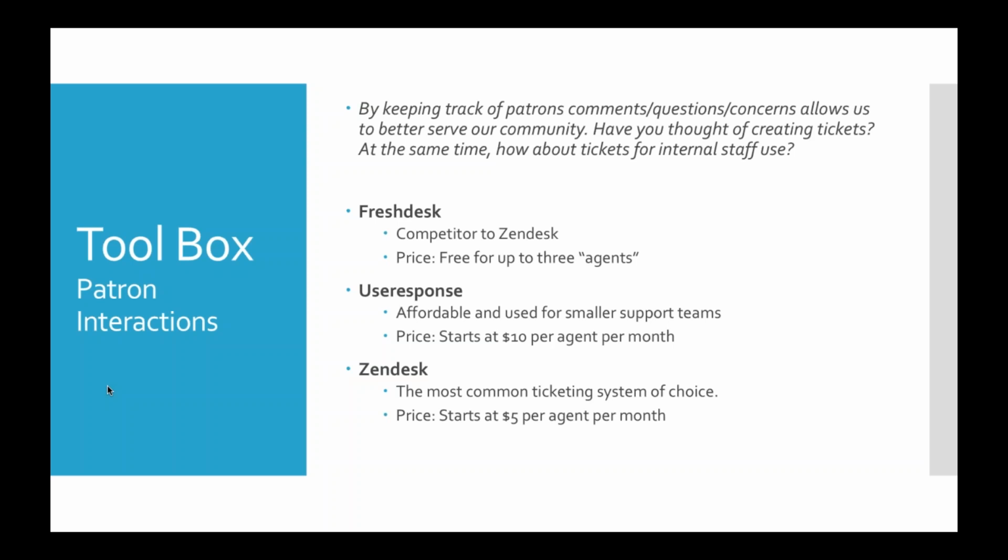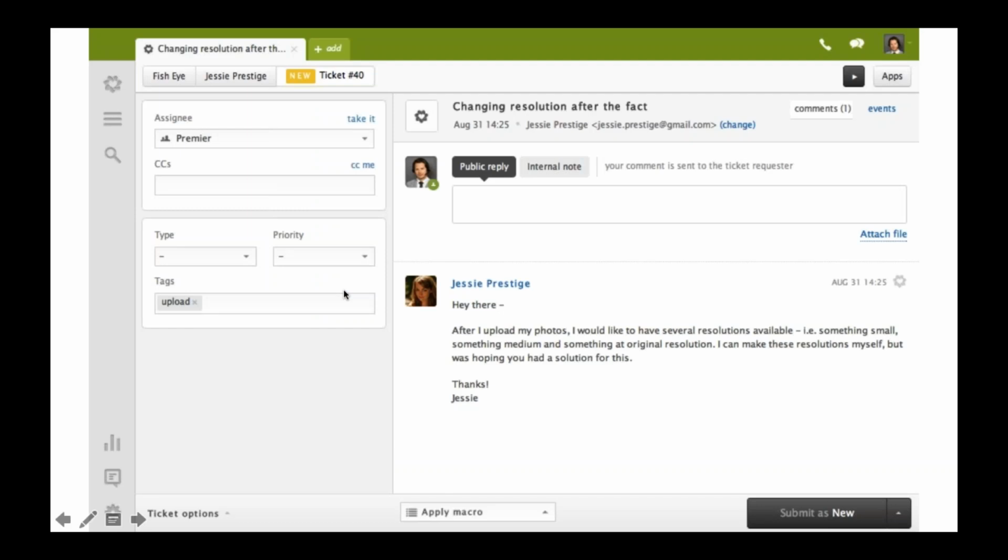There are three main ones: Freshdesk, which is free for up to 3 people; UserResponse is another; and Zendesk is probably the most popular, and it costs about $5 per user account. And I'll show you Zendesk. So this is what Zendesk looks like. It looks kind of scary, but at the center of the screen is where you keep your ticket information, or what happens.